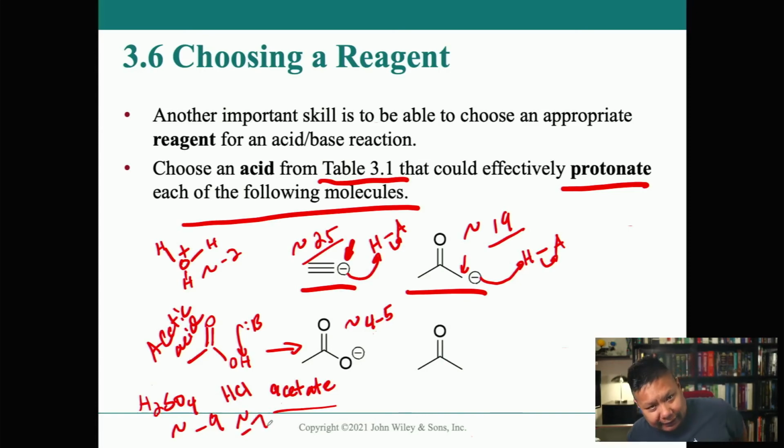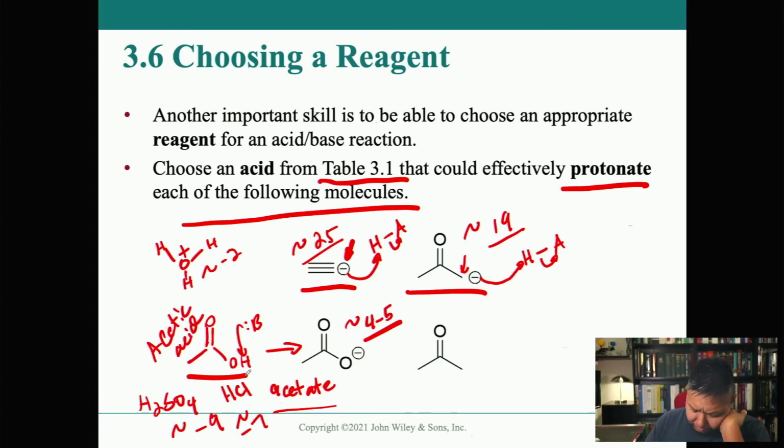So all those acids that are stronger than acetate, which means they have a pKa number lower than 4 to 5, are going to be capable of protonating acetate, making acetic acid. And honestly, acetic acid, when it's in water, would much rather have that proton on there anyway.